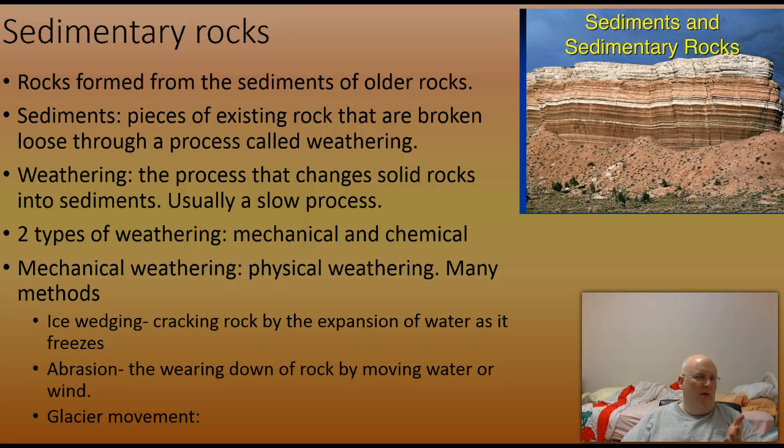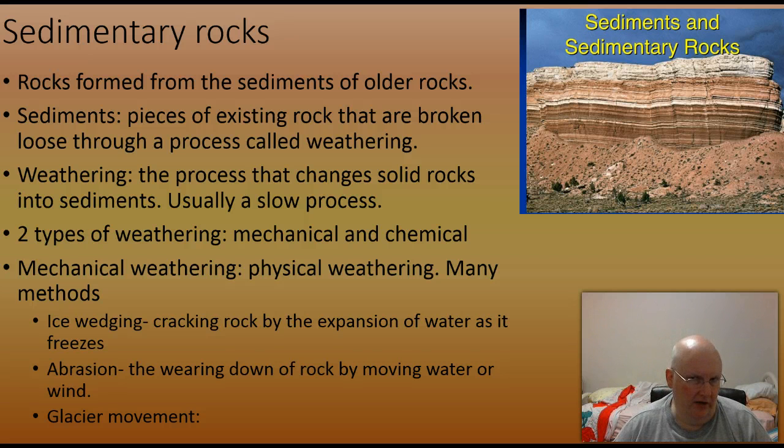Ice wedging, which you may have learned as frost wedging. Abrasion, like sandpaper abrasion, except the abrasion in this case is going to be caused by water moving across rocks or wind moving across rocks. And then the third type is by the movement of glaciers. Glaciers are a very good weathering agent.